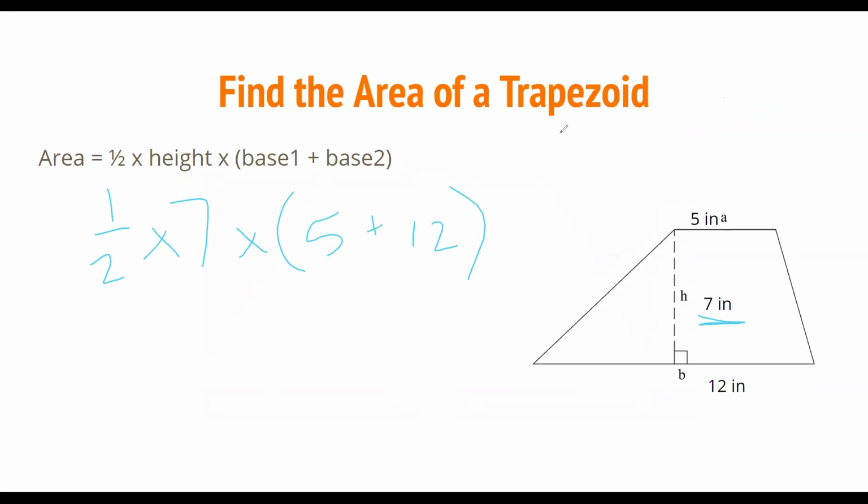Okay, so then I'm going to solve this. I need to do PEMDAS, so parentheses is first. 5 plus 12 gives me 17. So now I have 1/2 times 7 times 17.